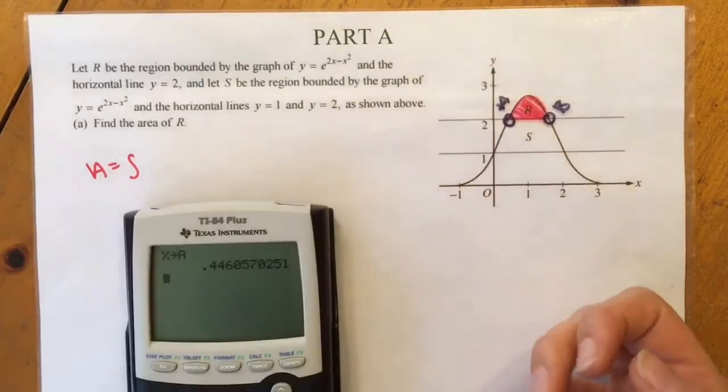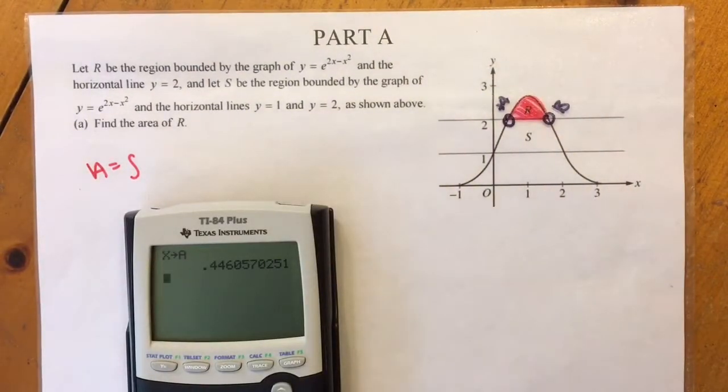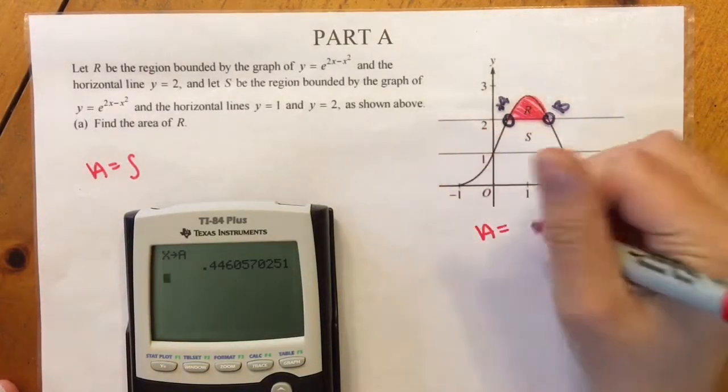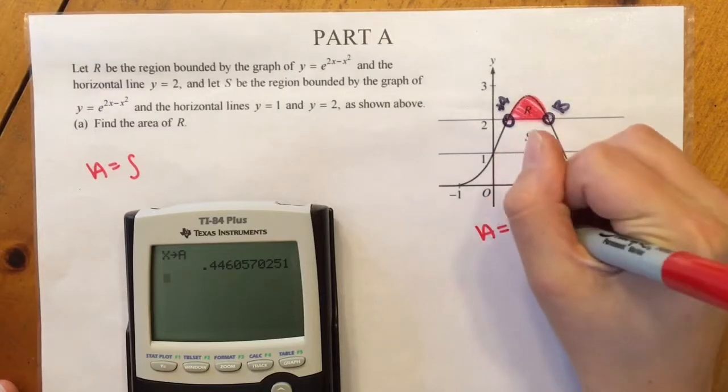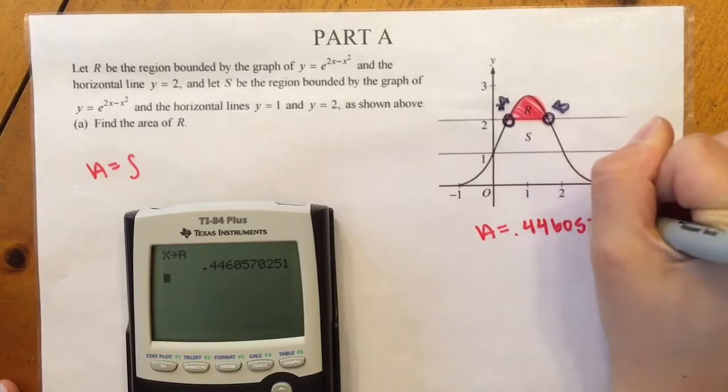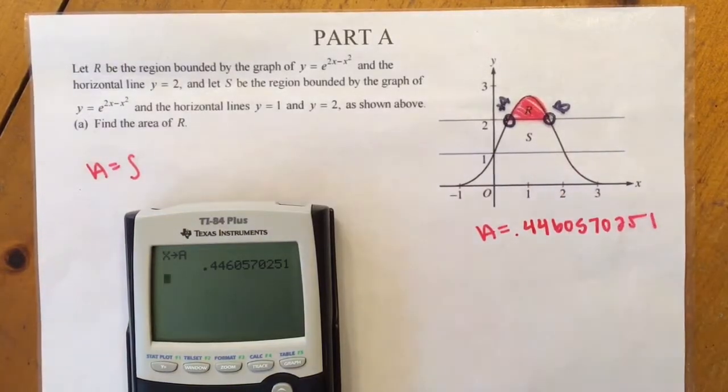Okay, now we're just going to write that down on our paper so that the AP graders know that that bound didn't just come out of nowhere when we integrate with it. A equals 0.446057021.